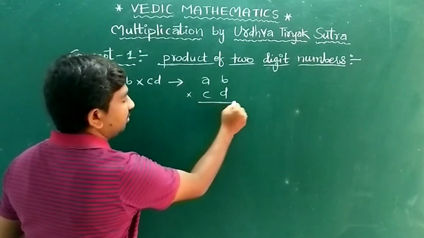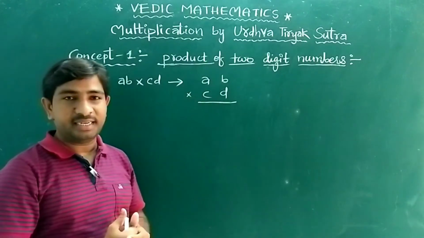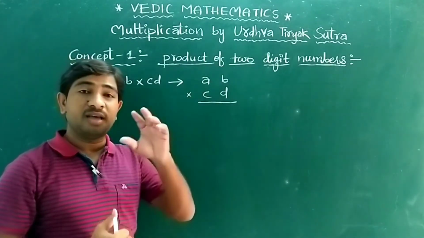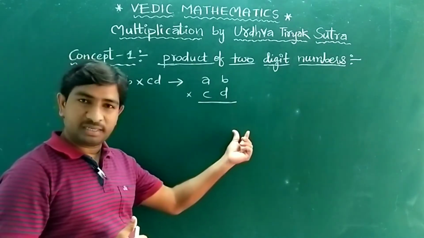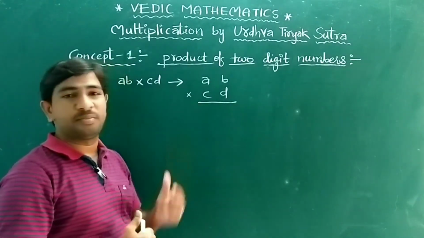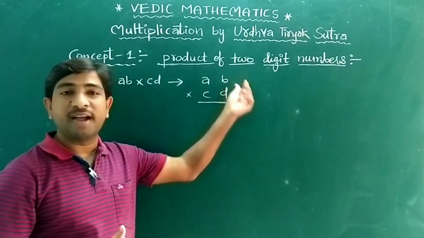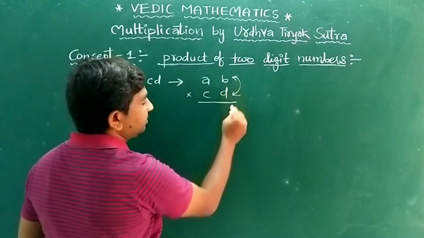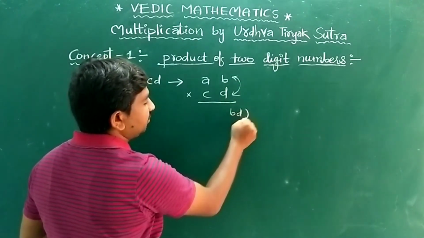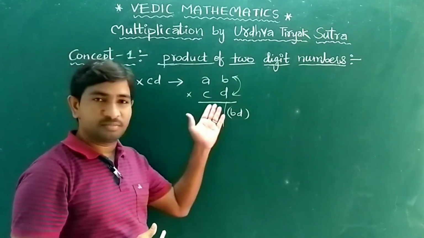Now see this. What I said in this method is that the answer contains three parts: right part, middle part, and left part. The right part is the product of the extremes of the right values, that is B into D. So this is the right part of the answer, and take some slide mark.